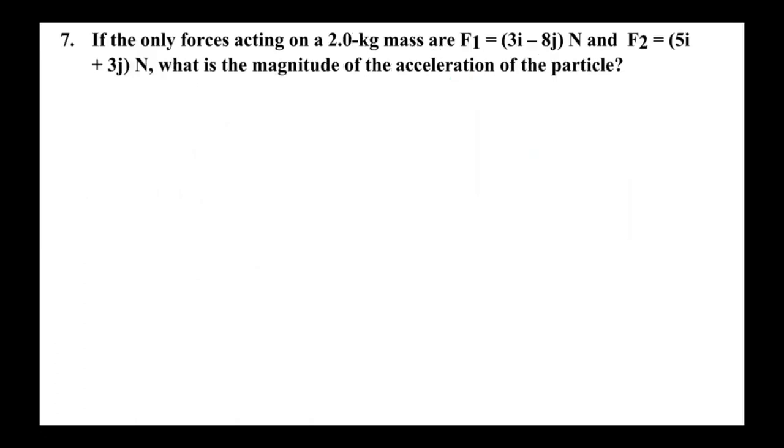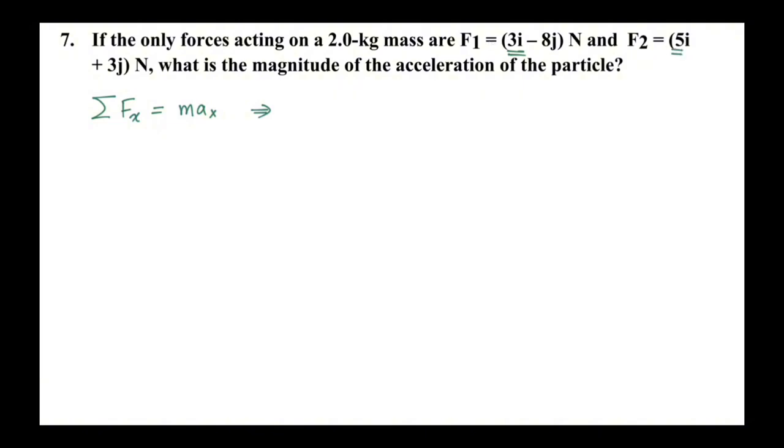If the only forces acting on a 2 kilogram mass are F1 equal to 3i minus 8j newtons and F2 5i plus 3j newtons, what is the magnitude of the acceleration of the particle? As we can see here, we have two components for F1 and two components for F2. In this case here, sum of all forces on X equal to max, and let's see sum of all forces on X. This one is 3 and this one is 5.